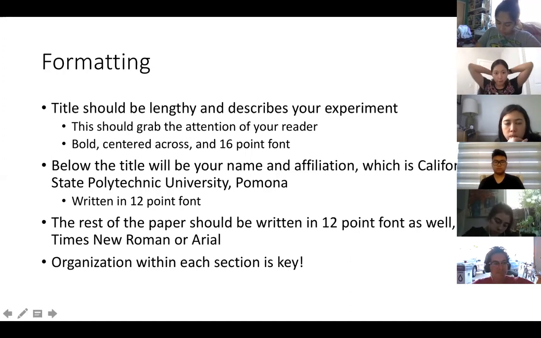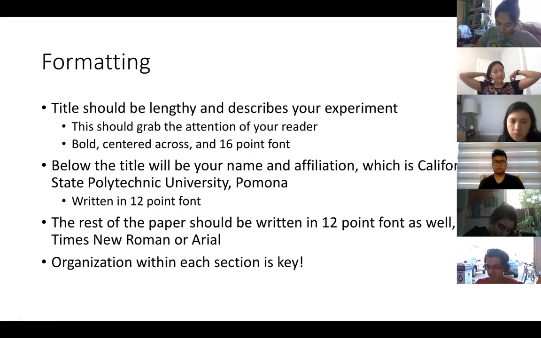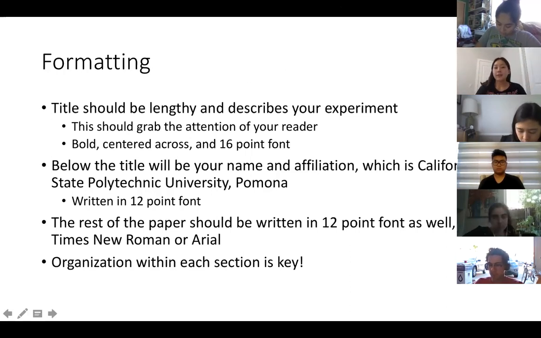Okay, so formatting. The first thing obviously is going to be your title. It should be a pretty lengthy title that describes your experiment. The title is always what's going to grab the attention of your reader. So it should be pretty detailed and describe your experiment in a really succinct way. So this should be bold, centered across, and 16-point font.